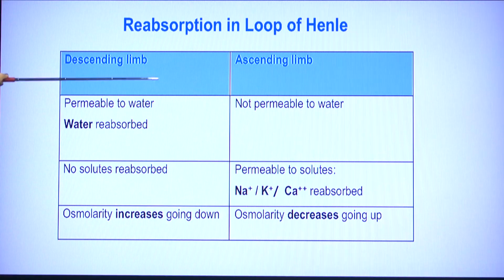The result of this difference in permeability is going to make a difference in the osmolarity inside those two parts of the tubule. We will see in the descending limb, as fluid moves down, the osmolarity will increase. As fluid moves up, the osmolarity will decrease.